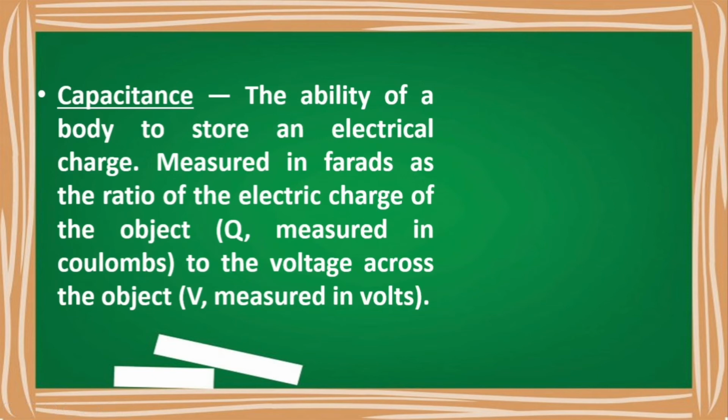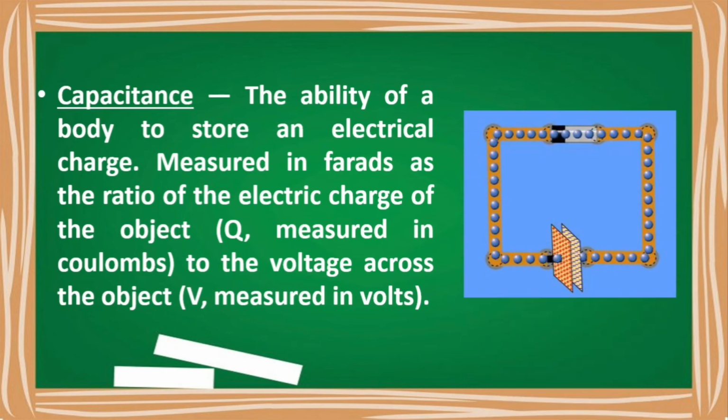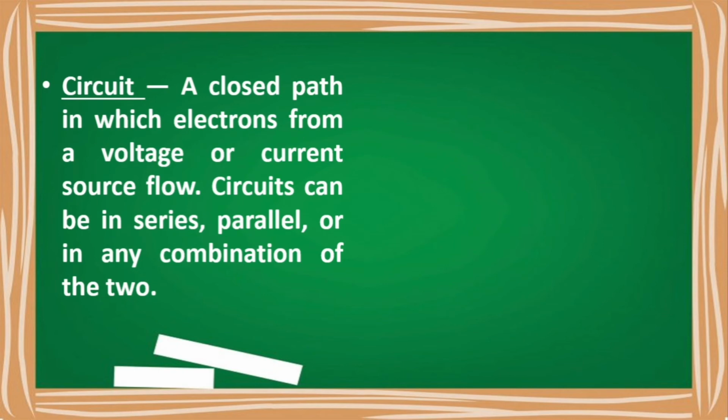Now, capacitance. Capacitance is something that causes opposition to the change in voltage. It is the ability of a body to store an electrical charge, measured in farads as the ratio of the electric charge Q, measured in coulombs, to the voltage across the object, V measured in volts. So this is the capacitance. You find two parallel plates where the charges get accumulated in a capacitance.